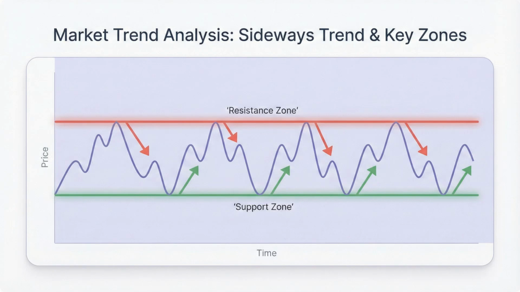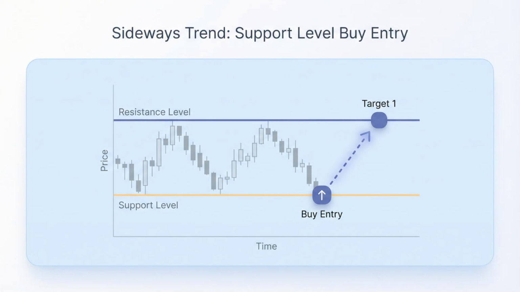Because the price is just oscillating, many traders remain inactive until a clear breakout or breakdown occurs. The market is basically taking a breather, consolidating the forces of buyers at the bottom and sellers at the top. For those who trade within this consolidation, the strategy is highly specific.